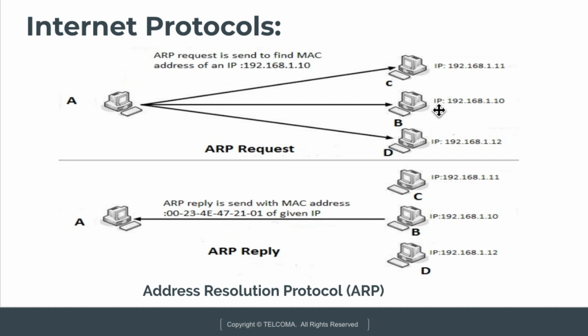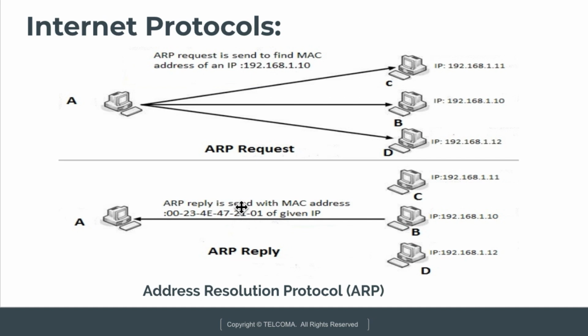If not found, then computer A broadcasts an ARP request message in the network, and each computer in the network checks the ARP request and matches the given IP address. After matching the IP address, computer B sends a unicast message to computer A with its IP address as well as its MAC address. This MAC address gets stored in the ARP cache for future use, and now computer A can send the packet to computer B because it knows its MAC address as well as its IP address.